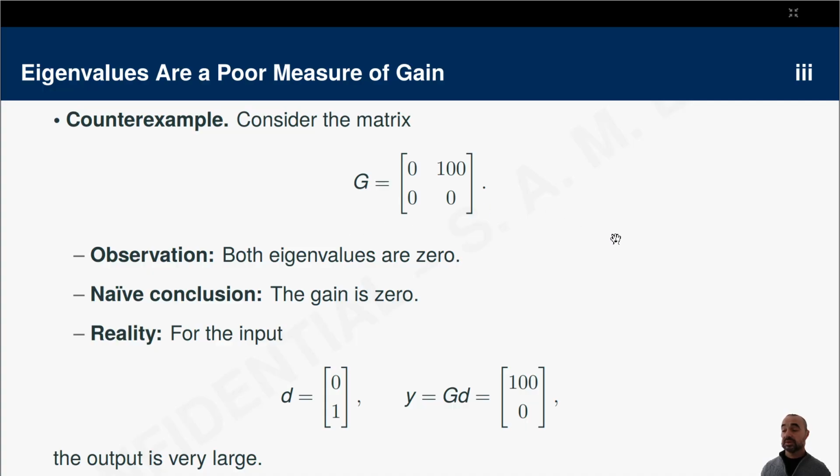Let's think about a counterexample just to demonstrate how using the eigendirections and eigenvalues is problematic. Consider the following matrix G: 0, 100, 0, 0. Both eigenvalues are 0, so the gain is 0. For the input 0, 1, y equals G times that input, which gives 100 and 0.